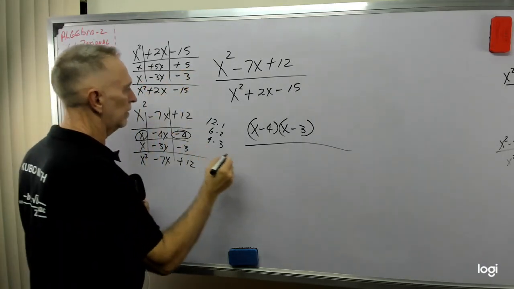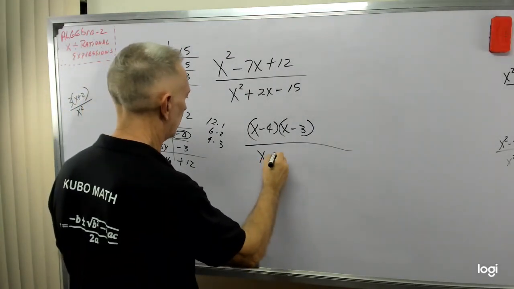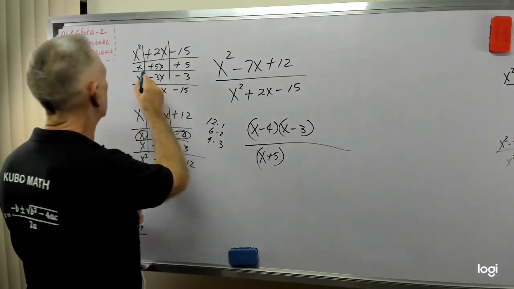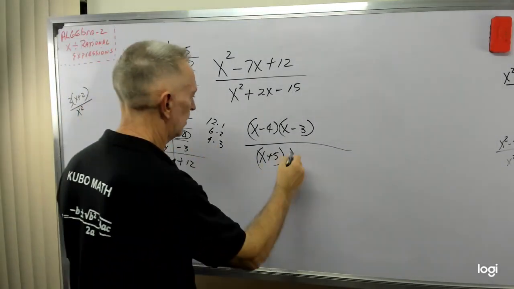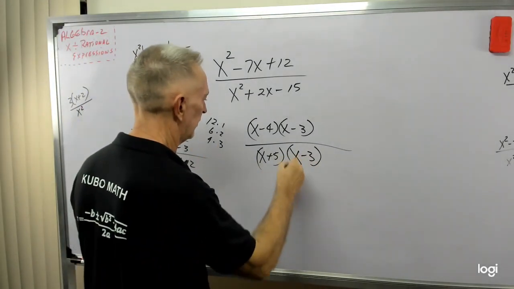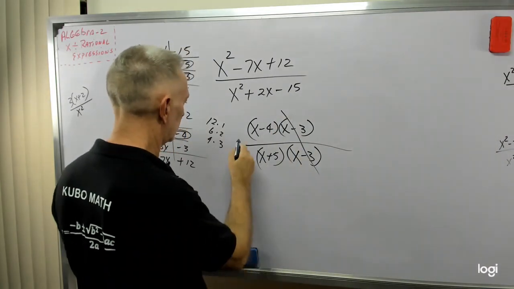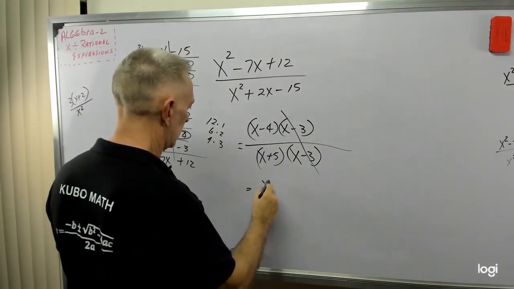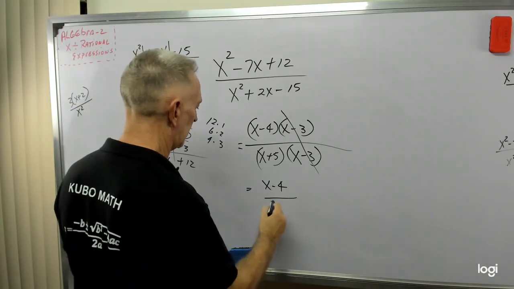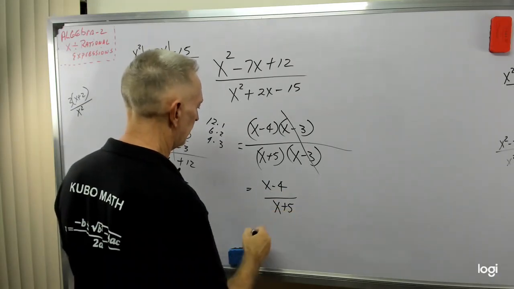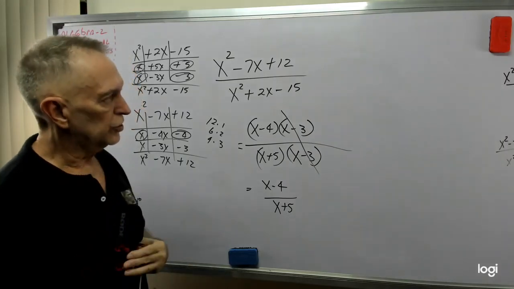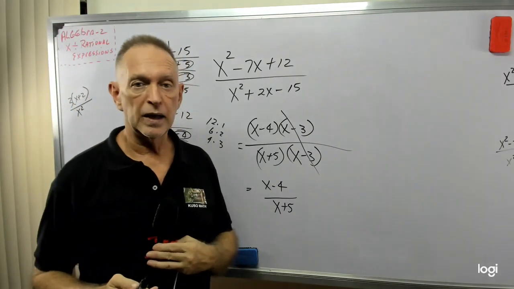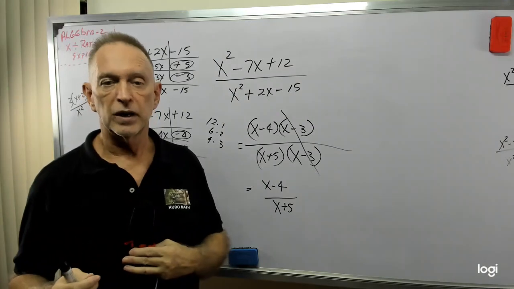All right, so that would be x plus 5 and x minus 3. Hey, good deal. X minus 3, those cancel. So my result is x minus 4 divided by x plus 5. That would be the reduction of those. So this is just a short exercise in multiplying and dividing rational expressions.